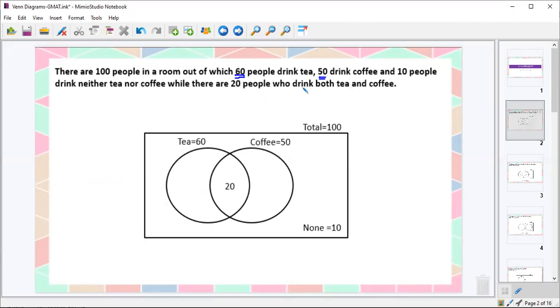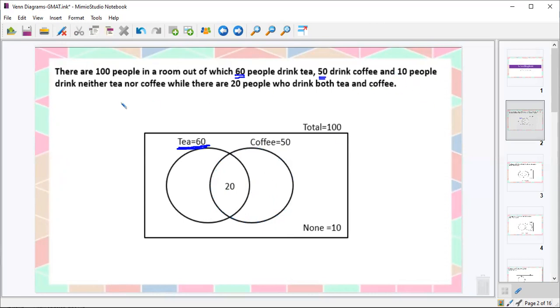So I have two parameters. One is tea, the other one is coffee. I am going to make two circles over here, one for tea and one for coffee. Now, if I say 60 people drink tea, I am going to put this value on top of the circle. So this shows 60 is the value enclosed in this entire circle. When I say coffee is equal to 50, 50 people drink coffee, this is the value of this entire circle. That means this is the sum of these two regions.